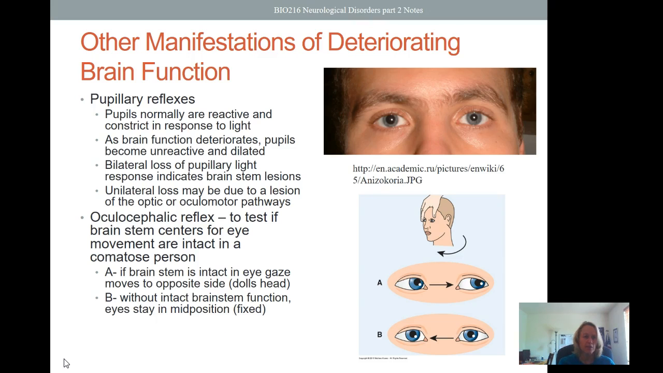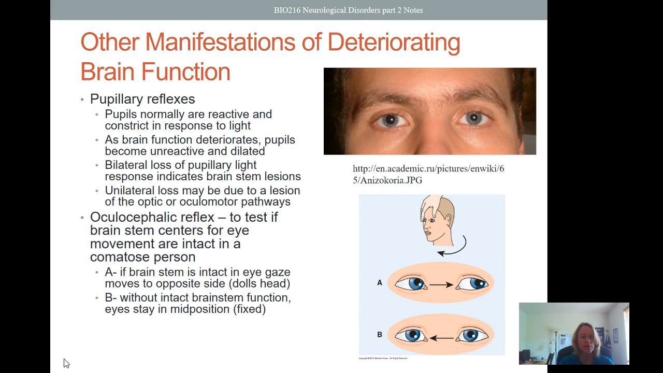Okay, so what are some other manifestations of deteriorating brain function? Pupillary reflexes. As I mentioned earlier, the pupils normally are reactive and constrict in response to light. But as brain function deteriorates, the pupils can become unreactive and dilated. A bilateral loss of pupillary light response indicates brainstem lesions. Unilateral loss may be due to a lesion of the optic or oculomotor pathways.